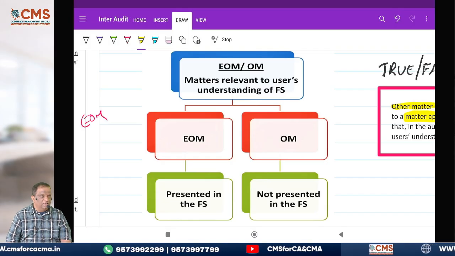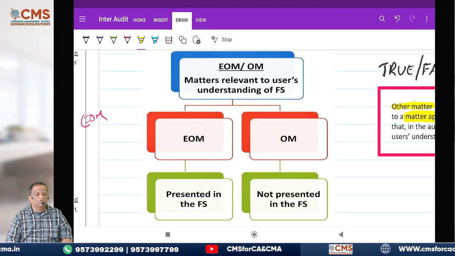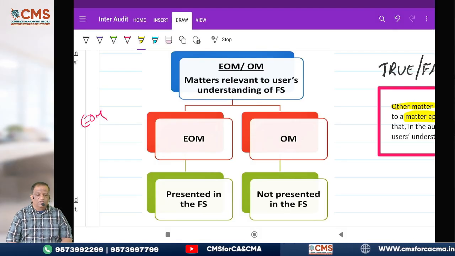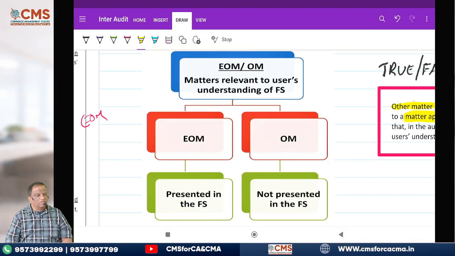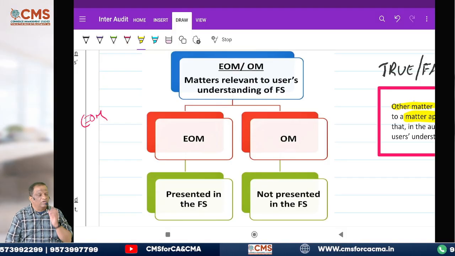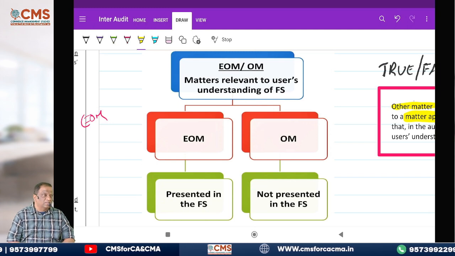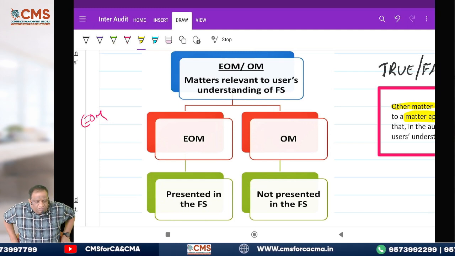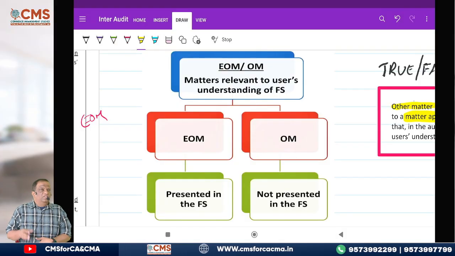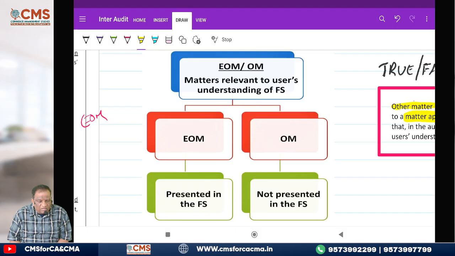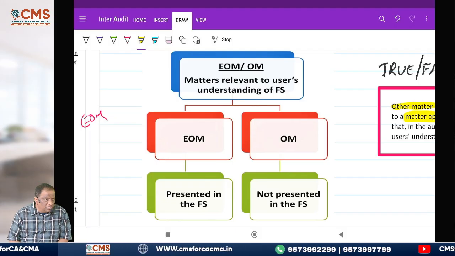If that matter is already present in the financials, then the auditor will call it an emphasis of matter. But if the matter which the auditor wants to alert the user to is other than what is presented in the financial statements, then he would give this other matter as the subheading to it. So to sum it up, what is EOM and what is OM? EOM is about matters relevant to users' understanding of financials which are being presented in the financials.